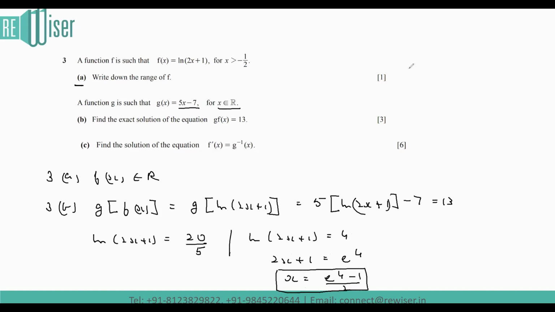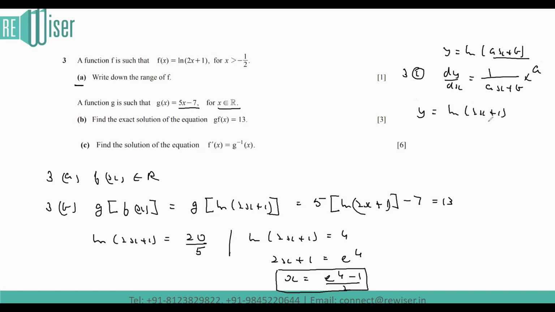Now, moving on to the C part of the question, 3c, they said find the solution if f'(x) equals g inverse (x). So, if y is equal to ln(ax + b), and I'm finding the derivative of this function, dy by dx, it should be 1 by (ax + b) into the derivative of what is given in the bracket, so that's a. Here y equals ln(2x + 1), so dy by dx has to be 1 by (2x + 1) into 2. And that's equal to g inverse (x).